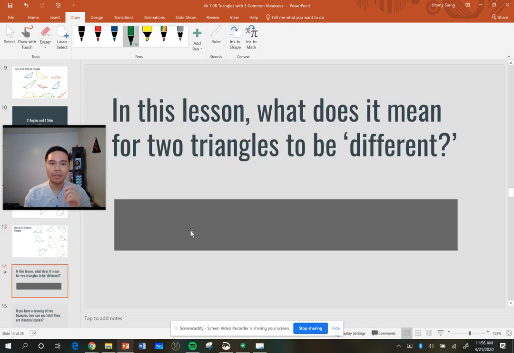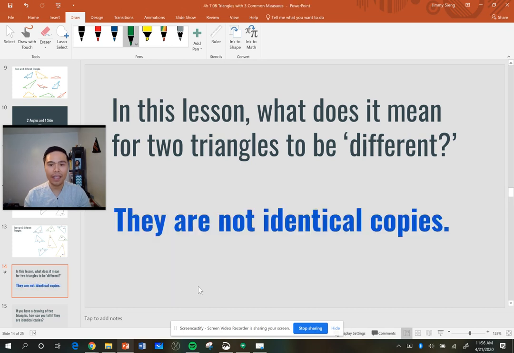So in this lesson, what does it mean for 2 triangles to be different? Well, we could say that they are not identical copies, right? That's the idea of looking at the 2 sides and in the middle was an angle, or the 2 angles and in the middle was a side, right? That's what we just said.